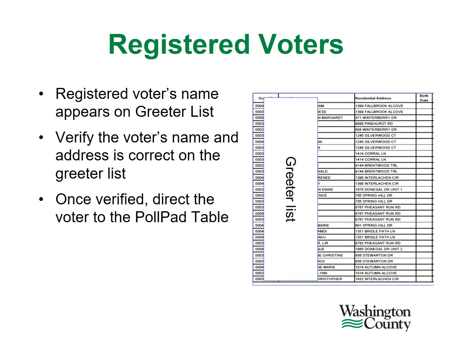While voters are not required to check in with the greeter judge, sometimes the greeter judge is asked to confirm that a voter is registered. In order to do this, you've been provided with a paper greeter list inside of the greeter judge folder. You can look up the voter's name and verify that they are still living at the address listed in the greeter list. Once that has been verified, direct the voter to the poll pad table.